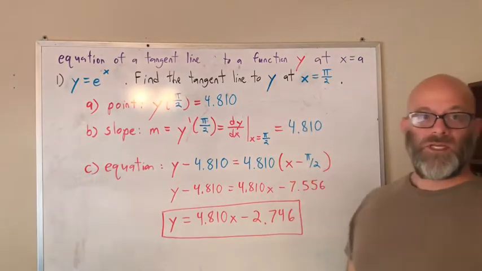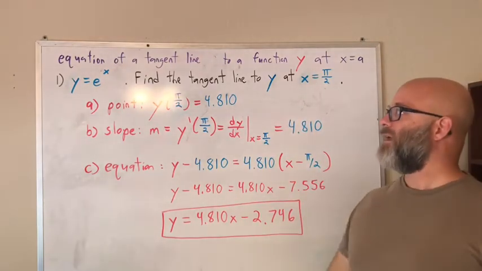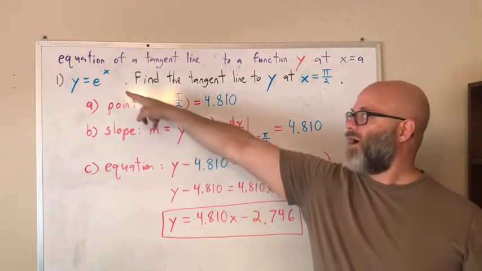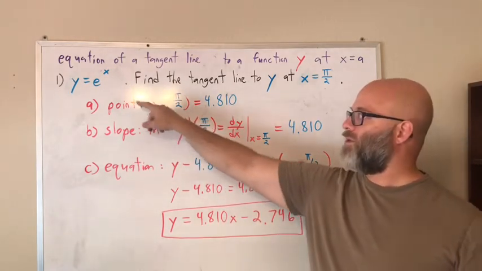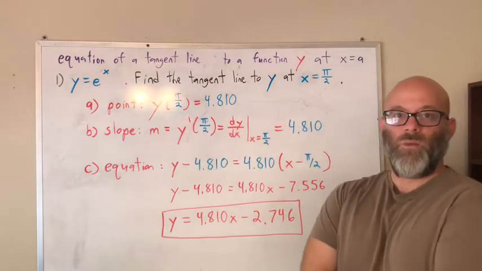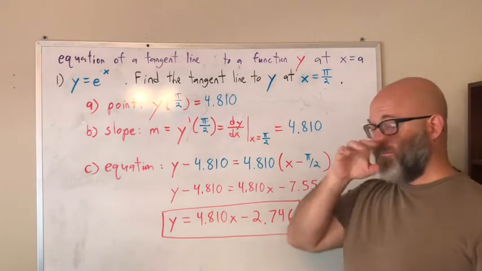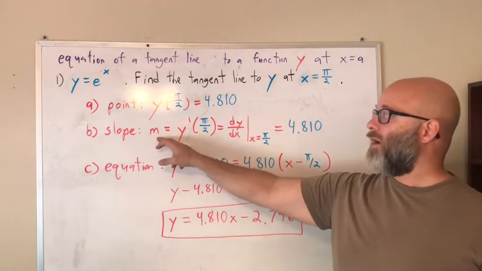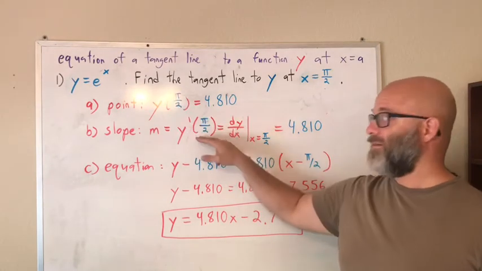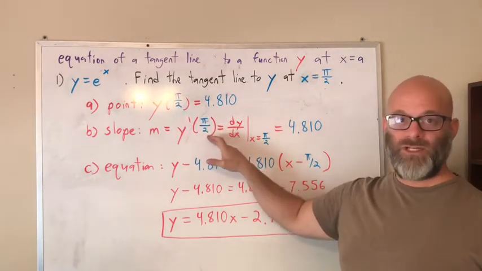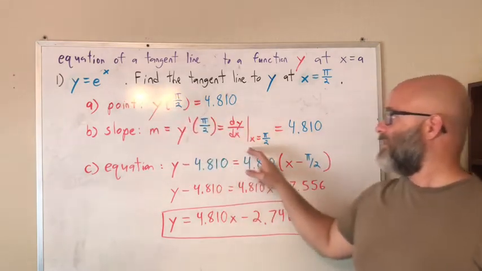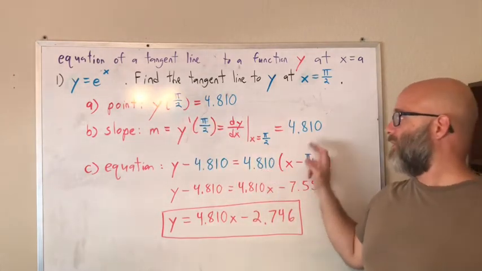That's just some independent value. All right, we can do this. So first we need the point, then we need the slope. How do we get the point? Well, you just use the y function, right? Plug pi over 2 in for x, and out comes y equals 4.810. How do we calculate the slope of the tangent line? Well, that's going to be the slope of the y function at pi over 2, or dy dx, derivative of y at x, where x equals pi over 2. And what's that going to be?